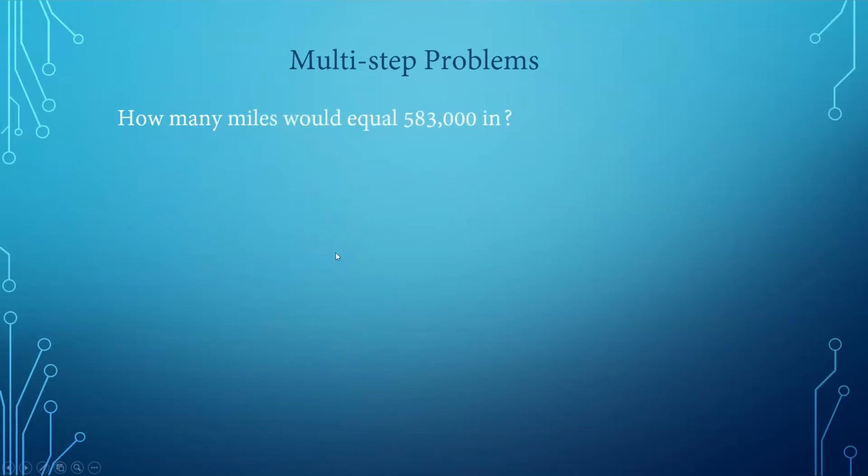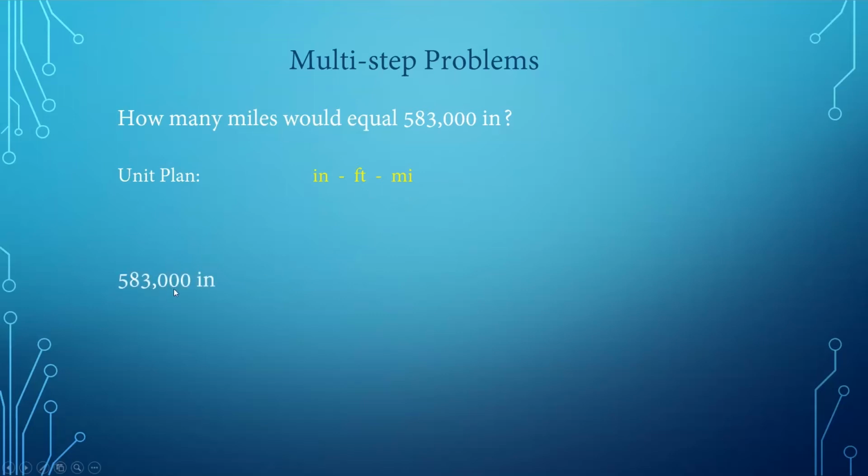Okay. How many miles would equal 583,000 inches? That's a lot of inches. Again, let's set up that unit plan. So we'll begin with our known, which is inches, and we want to get to miles on the other side. So how do we get from inches to miles? Well, we can go through feet, because we know how many inches there are in a foot, and we know how many feet there are in a mile.